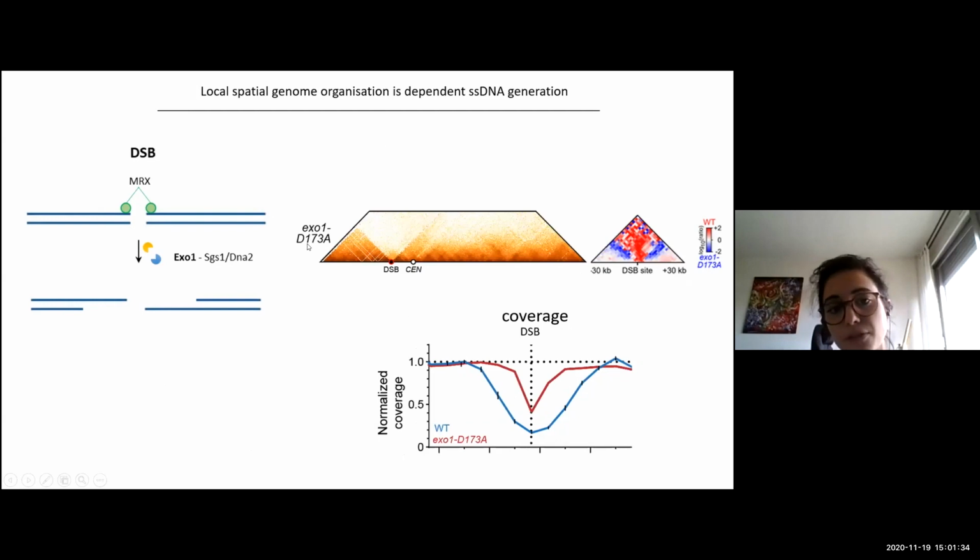We then tested if the nuclease activity of Exo1 was required for this structuration. As you can see, in every Exo1 nuclease-dead mutant, the resection is strongly impaired and all the signal at the break has disappeared, suggesting that single-strand DNA generation by Exo1 is required for this local interaction pattern.